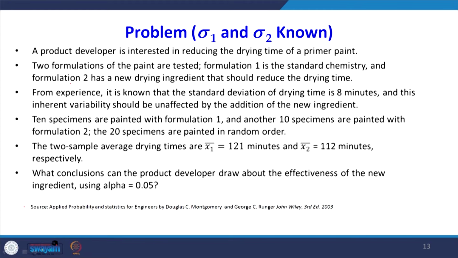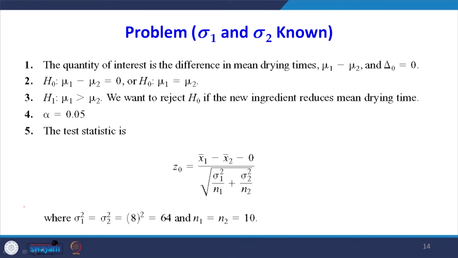What conclusions can the product developer draw about the effectiveness of the new ingredient, assuming significance level alpha equal to 0.05? The first step in the hypothesis testing: the quantity of interest is the difference in the mean of drying time, so mu 1 minus mu 2. If there is no difference, it will become 0. Next, we will form the null hypothesis: mu 1 minus mu 2 equal to 0, or mu 1 equal to mu 2. That means the mean drying time of ingredient 1 and 2 is the same.